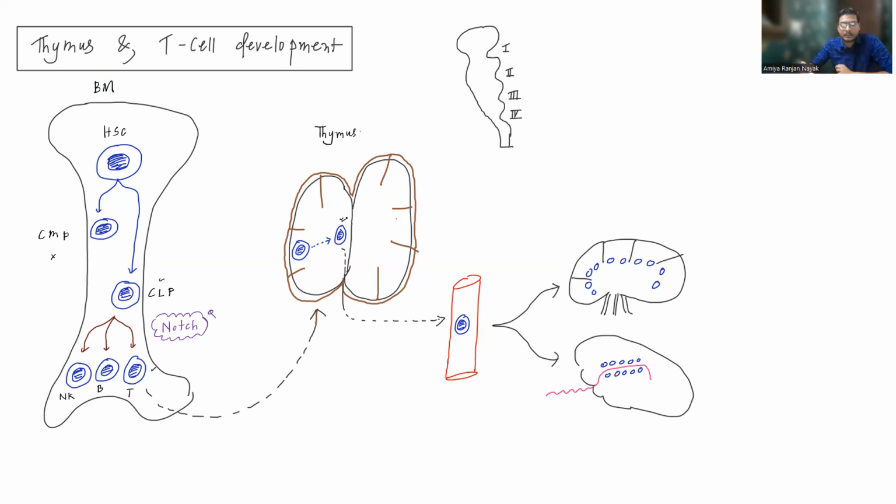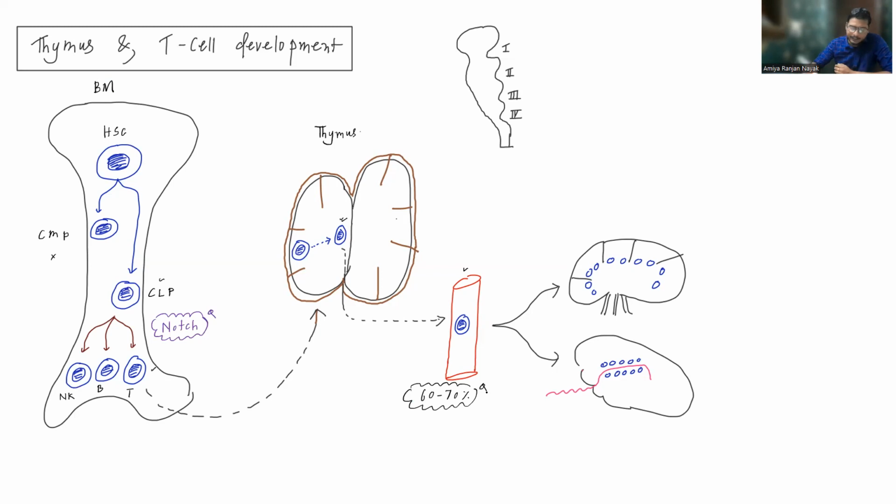Once the T cells are matured inside the thymus, they'll come out of the thymus into the systemic circulation. In the systemic circulation, the T lymphocytes constitute around 60 to 70% of the lymphocytes. Again, this number is important. B lymphocytes are around 20 to 30%, and NK cells are around 10%.